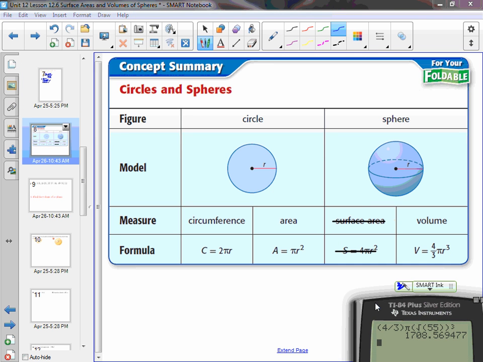All right, comparing circles and spheres, okay, we don't need to worry about surface area. So it turns out we need to remember how to find the circumference of a circle and the area of a circle to work some of these problems, doesn't it? And you do remember it, okay? And then there's the volume.